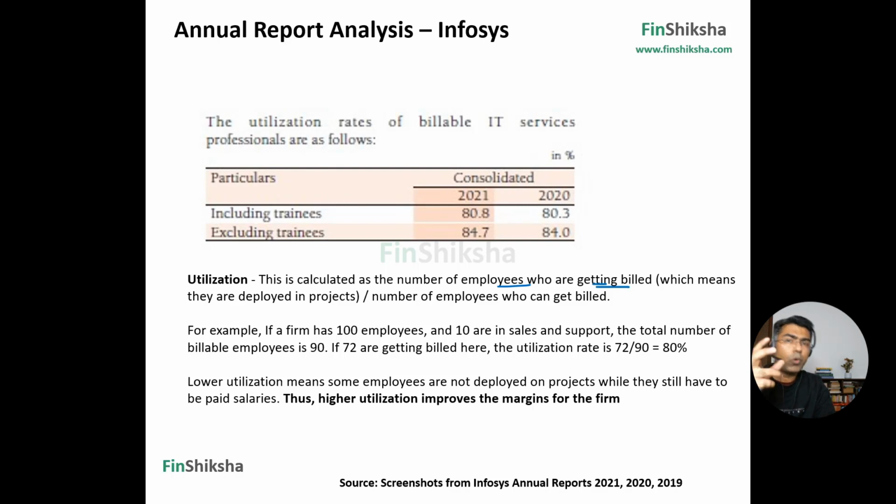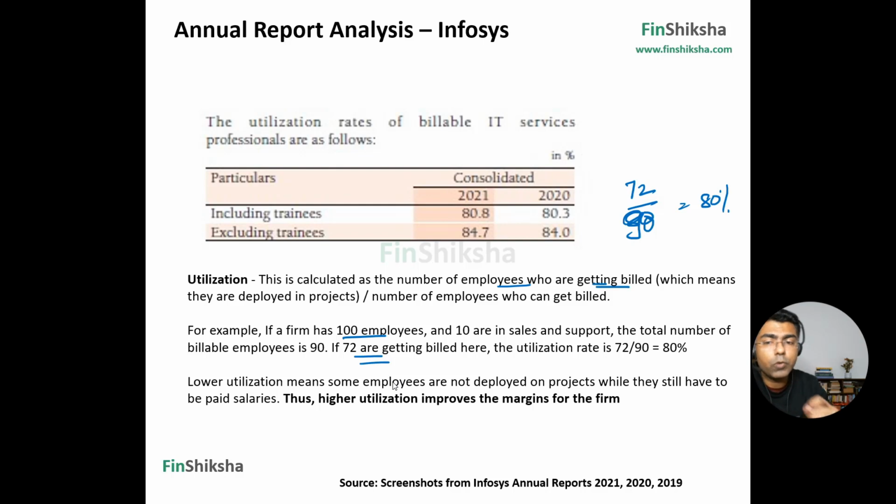If, for example, you want to look at how the calculation of utilization rates works, assume that the firm has 100 employees and 10 of them are in sales and support. These people in sales and support will never get billed. You can't bill them to the client. The remaining 90 are people who can work on a project and can get billed. Out of this, if 72 are getting billed, then the utilization is calculated as 72 by 90. That's 80% utilization.